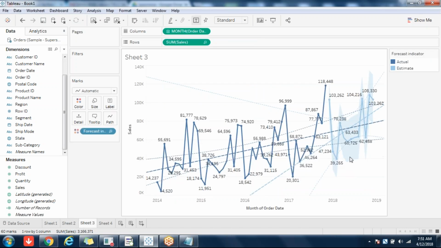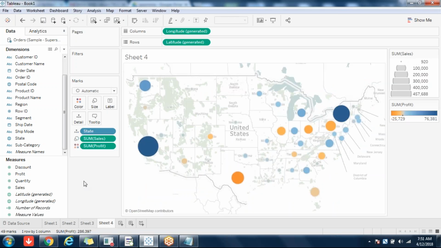Trend line forecasting you will get for line charts. Reference lines you will get for almost most of the charts where you have an axis, especially a measure axis. That's pretty obvious. So that's how it is. Now here, this is a reference line.